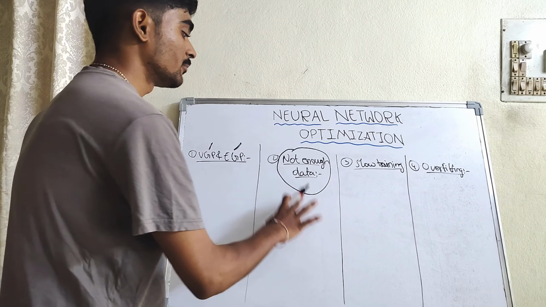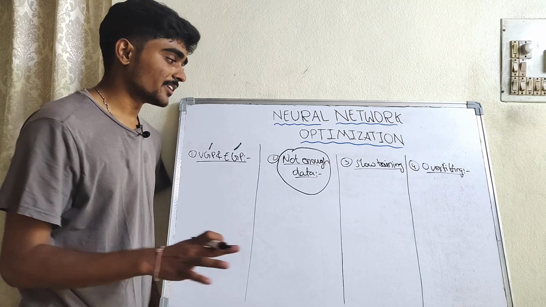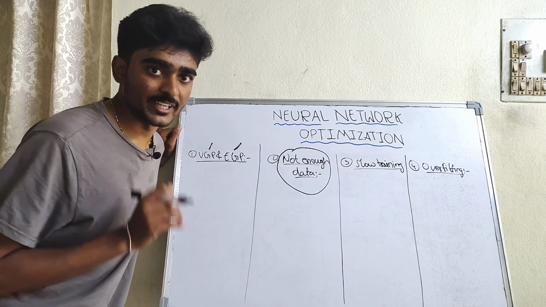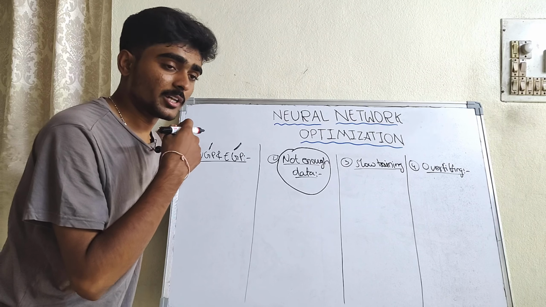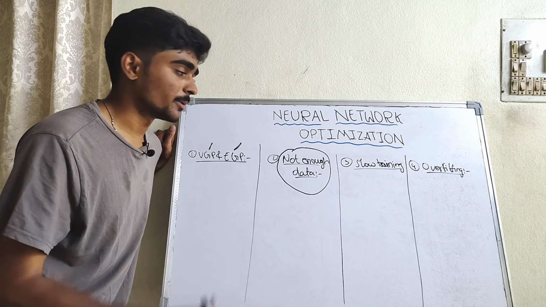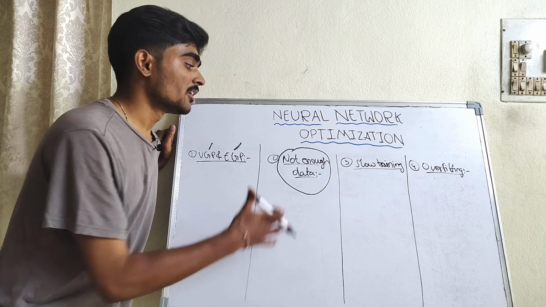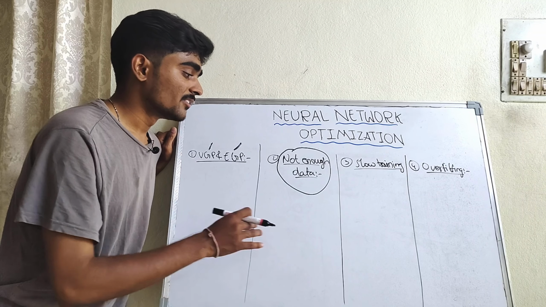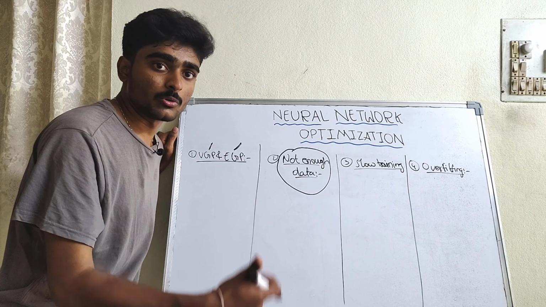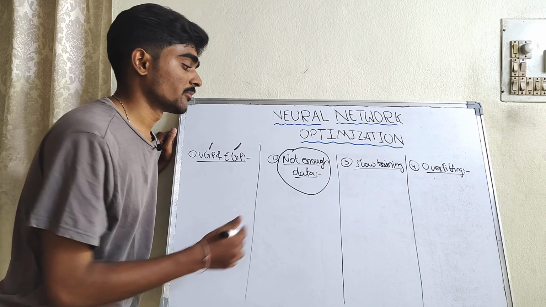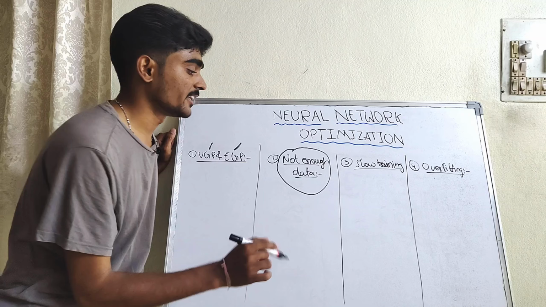The second problem most people face in deep learning is not having enough data. Let's say you have built the best model and you have given the best hyperparameters. Even with both of these, if you don't have enough data, then your model will not be able to predict well on the test data or training data.